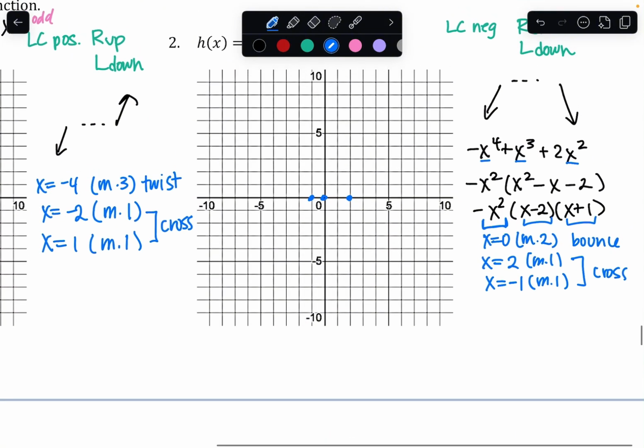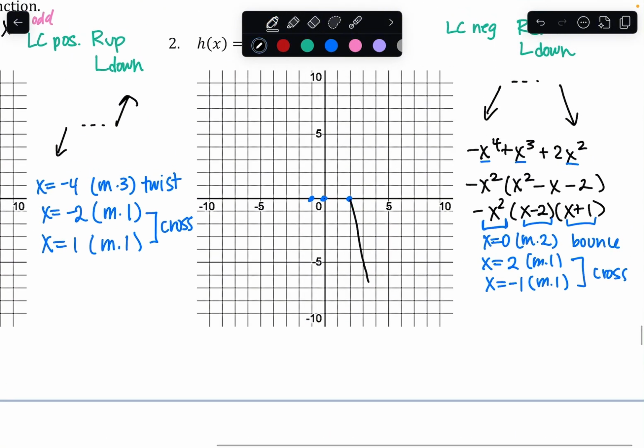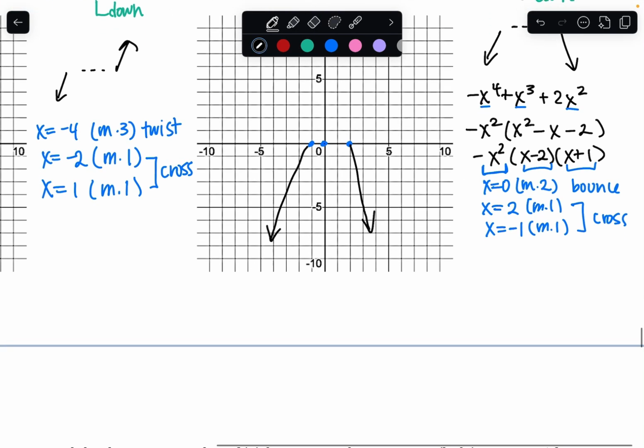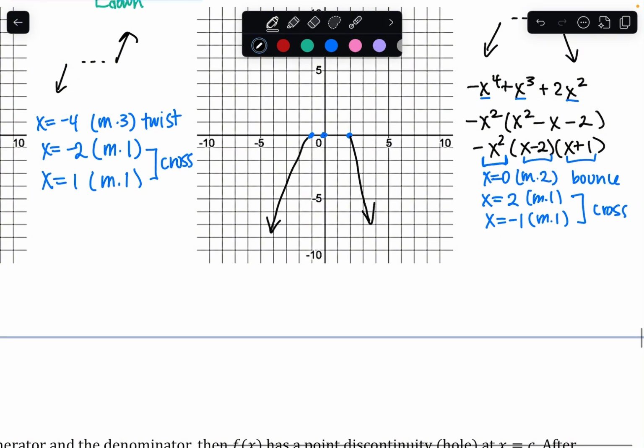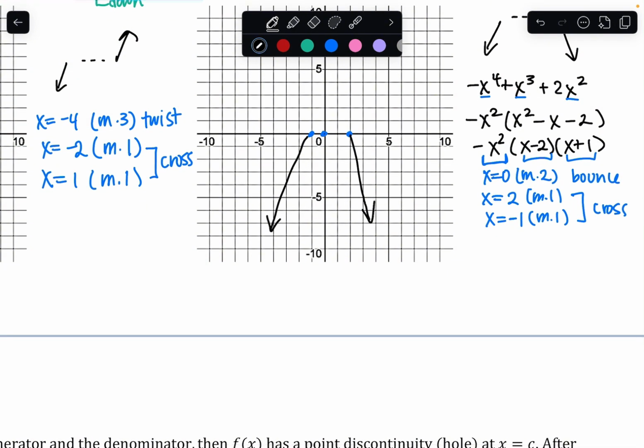So let's get the end behavior. Right side is down, and left side is also down. Going from left to right, -1 crosses, and then we're going to immediately bounce. So we need to cross at -1 and then bounce at 0. So cross, bounce, and then cross again. So something like that.